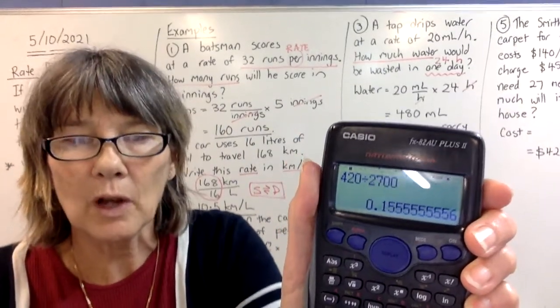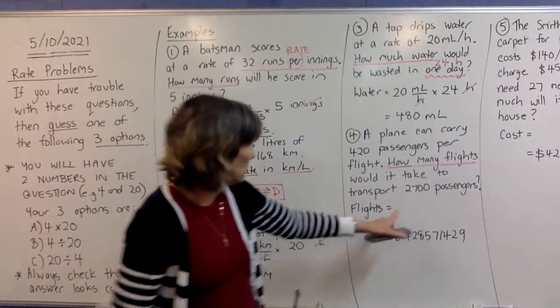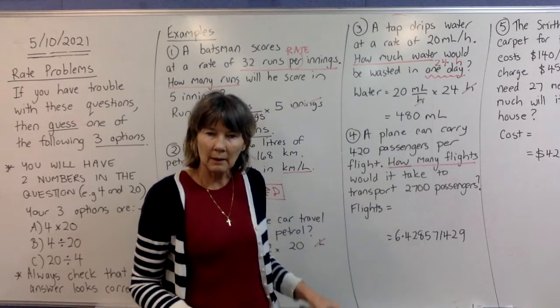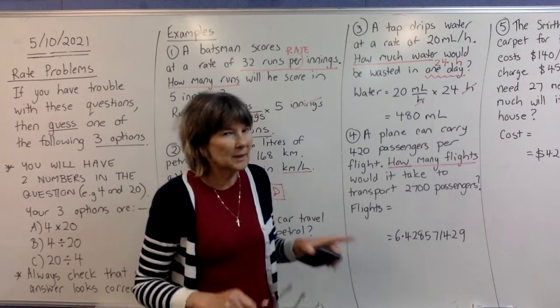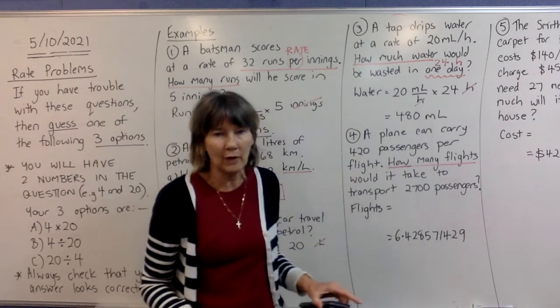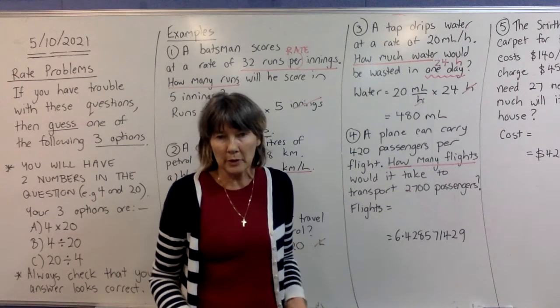And that's how many flights. So in other words, less than 1 flight to get all these people on their flights. Would that be right? Less than 1 flight? That doesn't make any sense because you've got 420 passengers on 1 flight. So you need more than 1 flight to get all these people home, don't you?